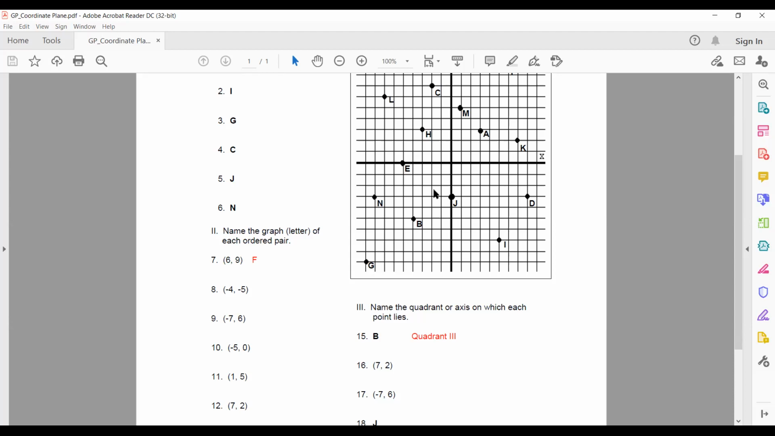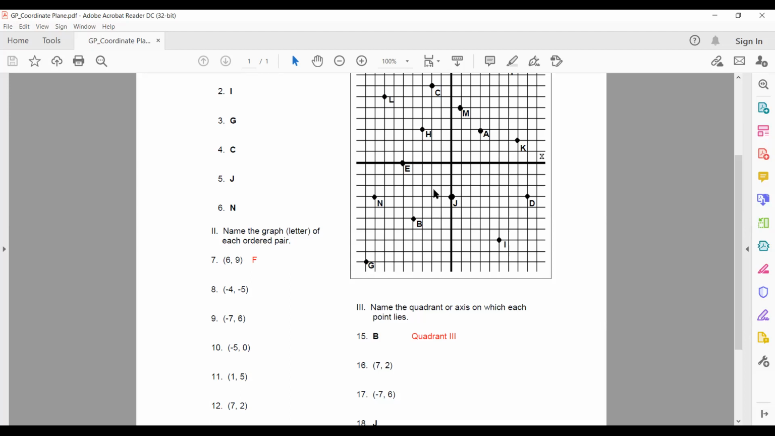-7, 6. So we go left 7 and up 6, and that puts us right at letter L. L, yes. Sounds good. I like that. Looks like number 10 is another one that's sitting on one of those axes. E, it's got to be E. Compare what you had for letter J, and you can see that the values for the one that's 0 has switched. On J, our X value was 0. Now on E, our Y value is 0 because we're sitting right on the X axis.